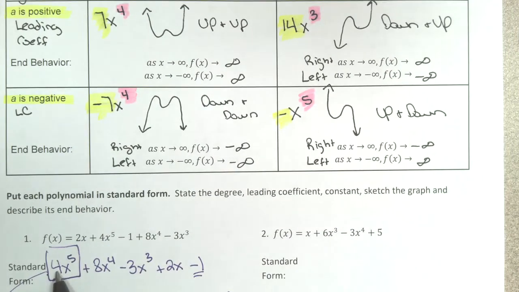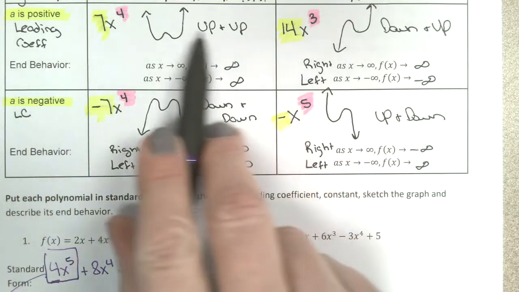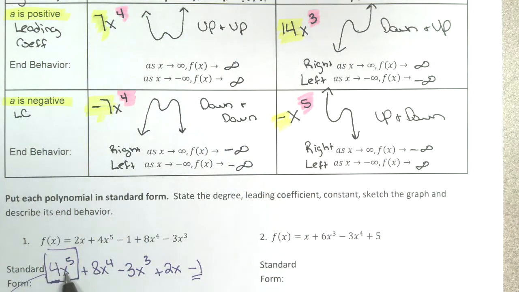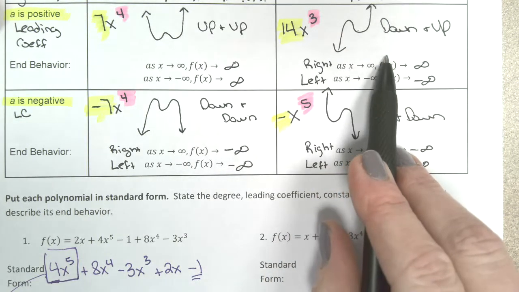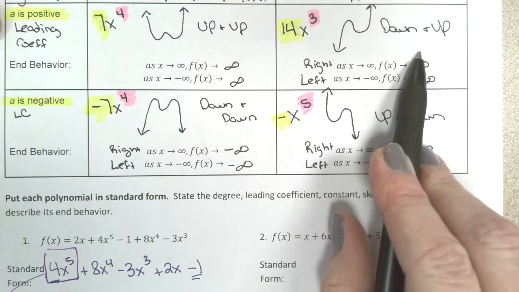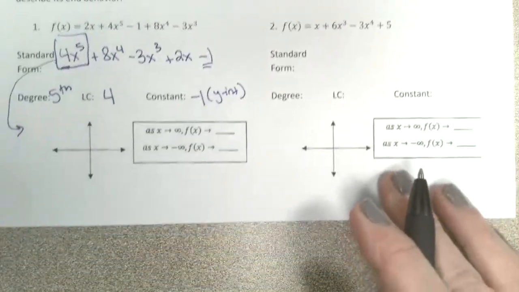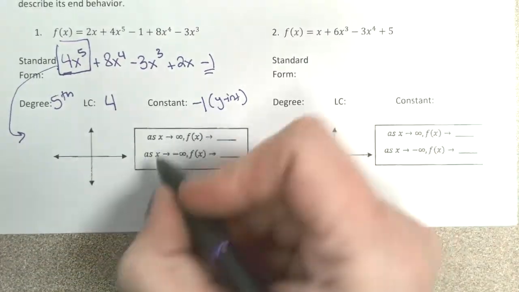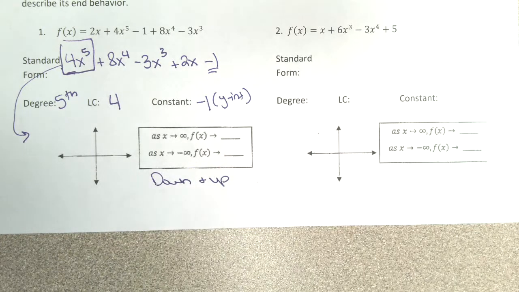the leading coefficient is a positive number. Okay, so it's one of these two. And my biggest exponent is an odd number. All right, so it's going to look something like this. So I'm expecting it to go down to the left and up to the right and have some turns in the middle. So I would describe this as down and up.